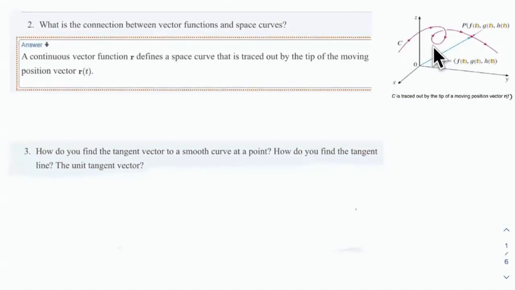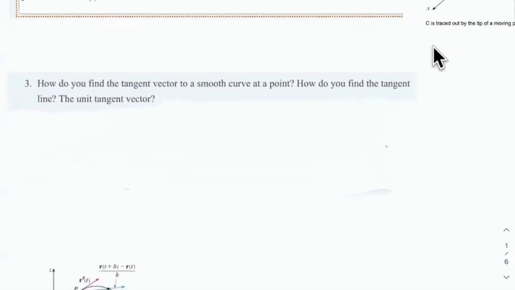Question? Okay. So just like when you have a function, you have a graph in 2D, but for 3D, you have this vector function, and the tip of that is going to trace out this space curve in space. Okay, number three.